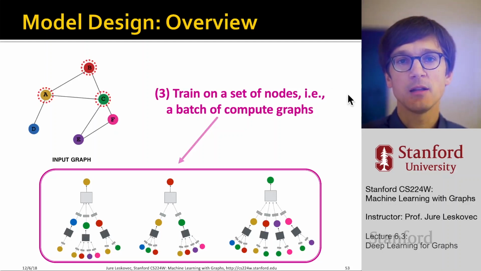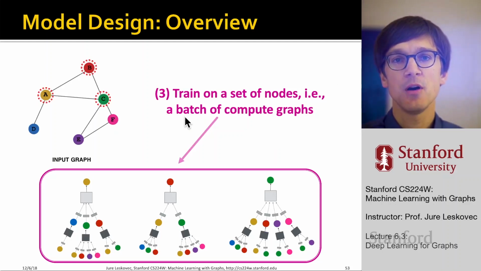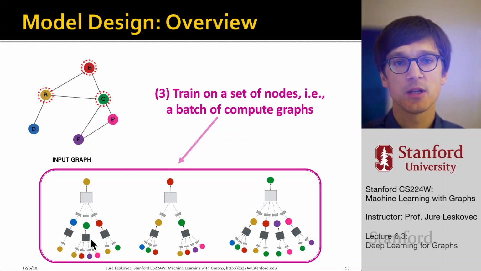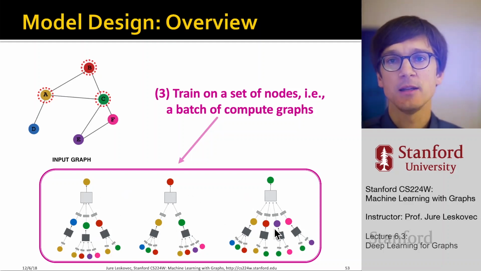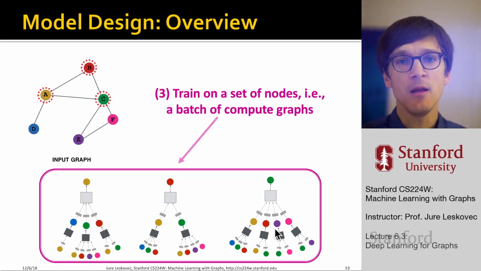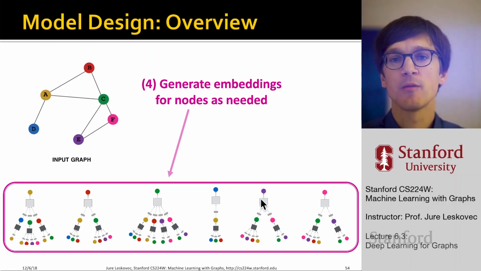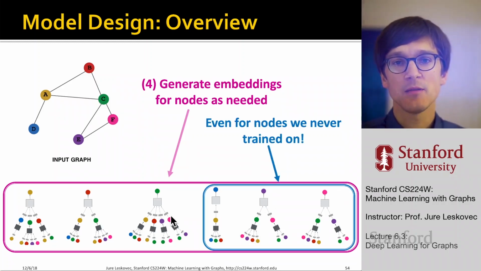The way we can train the model is that we train it on a batch of nodes. So we select a batch of nodes, create their computation graphs, and this is the batch of nodes on which we train. And then what is interesting is that after the model is trained, we can generate embeddings for any nodes as needed and simply apply our model to them by just doing the forward pass. So this means that we can apply our model even to nodes that we have never seen during training.